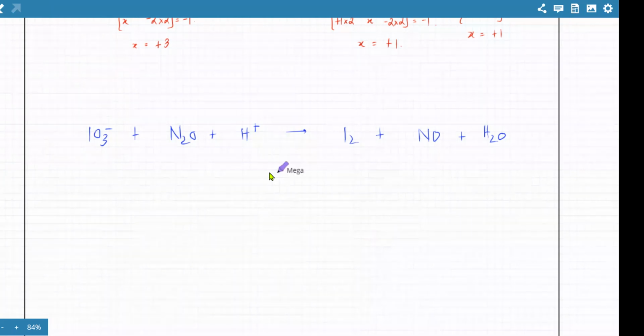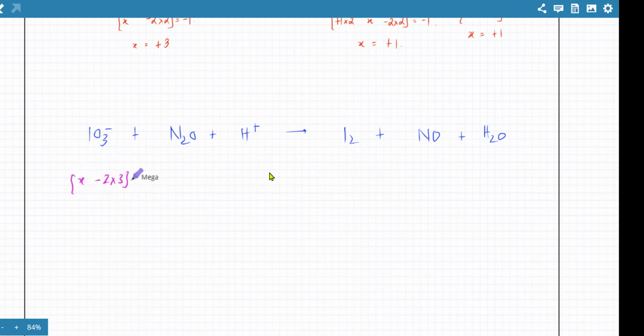So this one, very quickly, I'm going to tell you the oxidation states. I is x, so unknown. Oxygen is -2, so that's times 3, and the total charge is -1. IO3 is -1. So you solve this, I comes out to be +5, and O comes out to be -2. N2O, we did that in the previous question as well. N was +1 and O was -2, and H is already +1. Iodine over here is neutral, so that's 0. O is -2, N is +2, and this is +1 and -2.